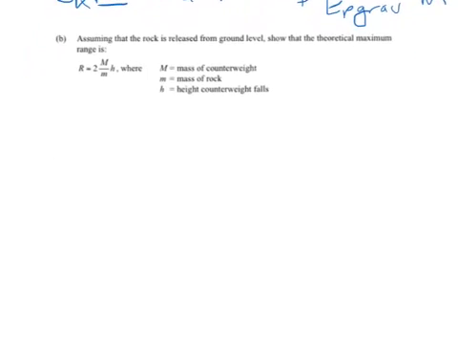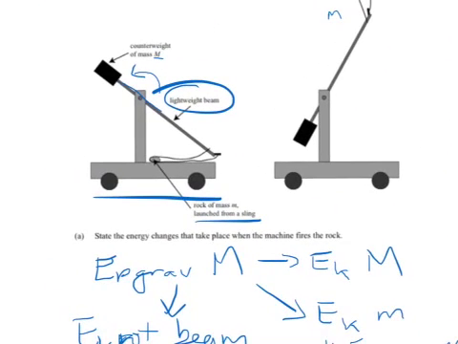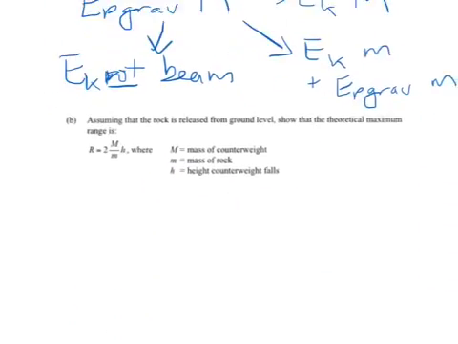Moving on. Assuming that the rock is released from ground level, show that the theoretical maximum range is this formula, r equals 2 big M over little m times the height, where big M is the mass of the counterweight, small m is the mass of the rock being flung, and h is the height that the counterweight falls. If we quickly go up here, this is the height that it's talking about here. Okay, the height that it falls, yes, so that's right.